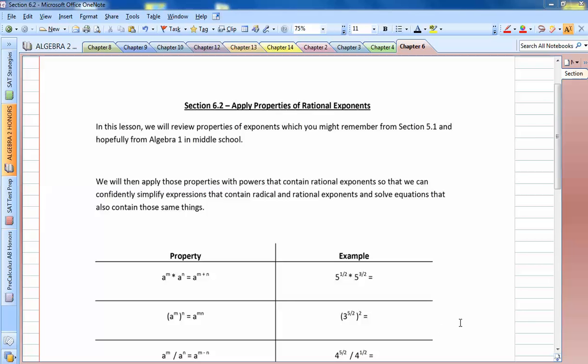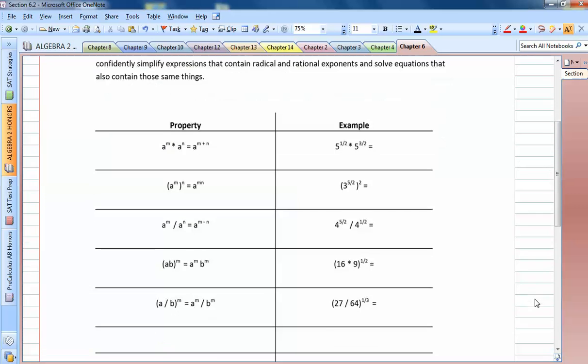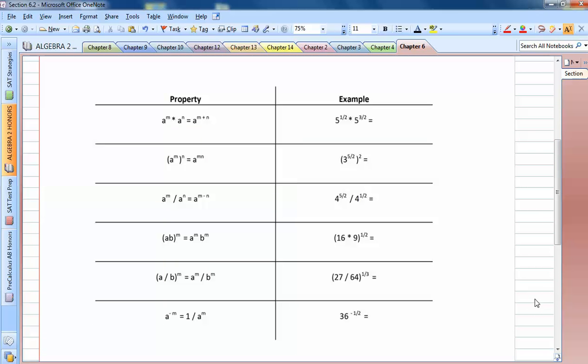So let's start with filling out this table here. Now, the first property you guys should be fairly familiar with. When you have the same base, you want to add the exponents. And actually, let me take that back. If we're multiplying powers with the same base, we want to add the exponents.